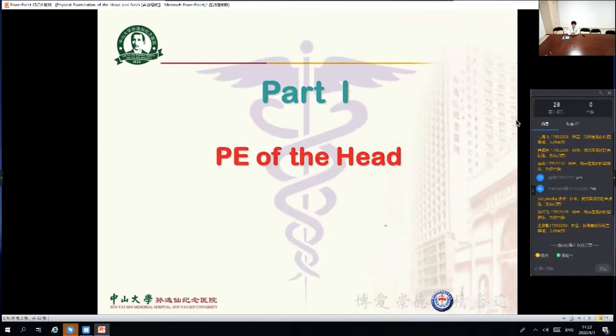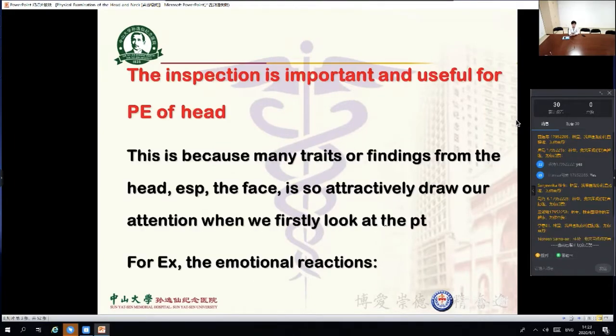And the first part of today's talk is the physical examination of the head. The inspection is important and used for physical examination of head. This is because many traits or findings from the head, especially the face, so attractively draw our attention when we first look at the patient.